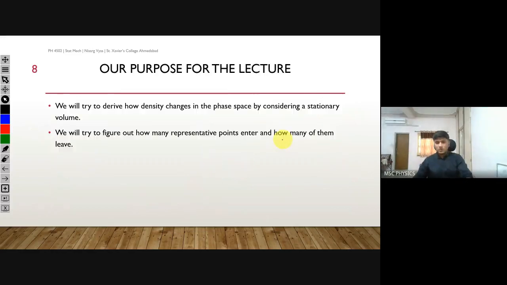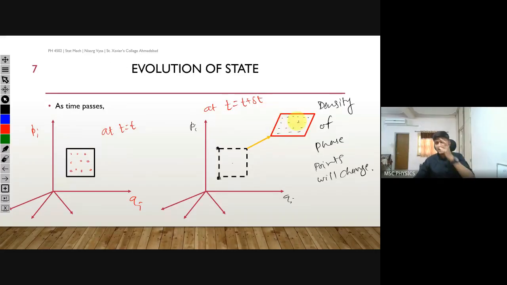So what is our purpose for the lecture? We want to know how the density changes in the phase space, or what the amount of change in density per unit time will be. If the density distribution function is like this, we want to know how much the density will change per unit time. Here I'm using a partial derivative, not the complete derivative. What does it mean physically? If anybody can explain, what does del rho by del t mean if rho is a function of q, p and t? Anybody can point it out?